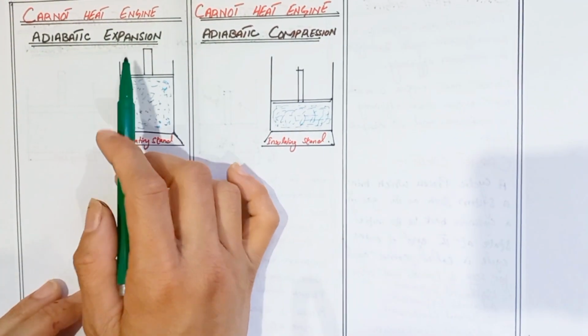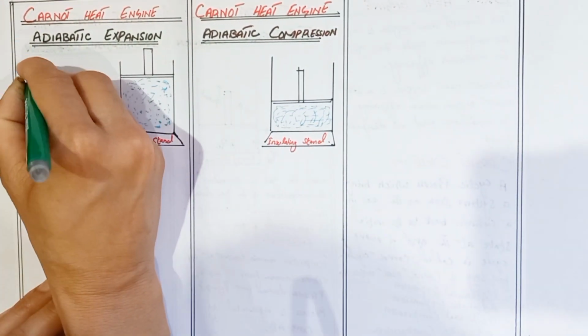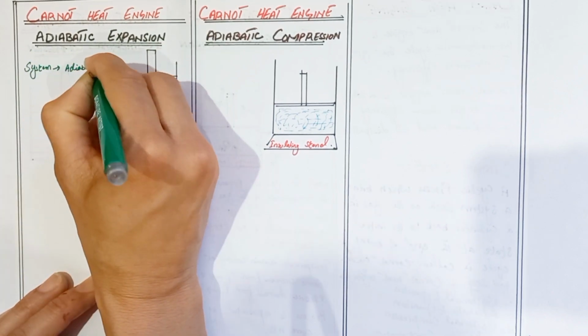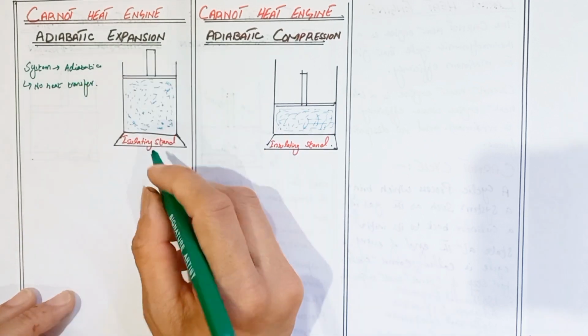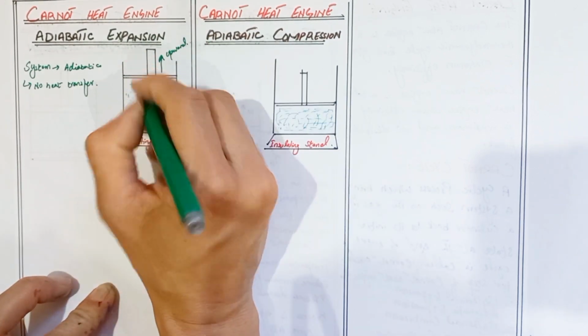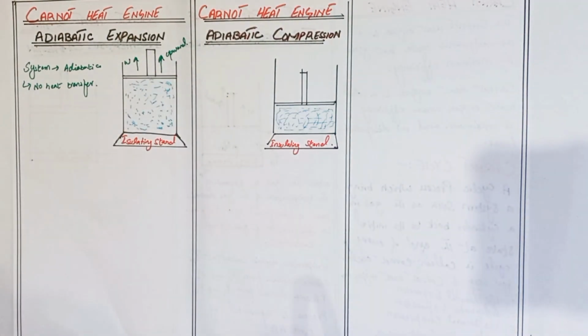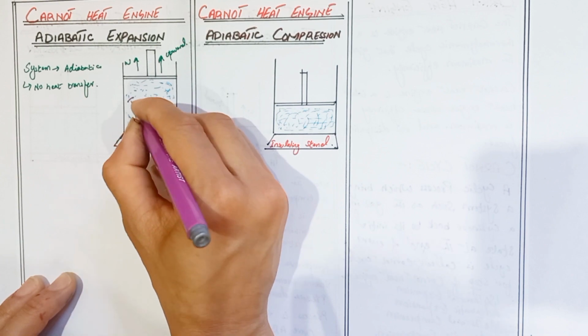Now we discuss the adiabatic expansion. In adiabatic expansion, we remove the energy source from the base and replace it with an insulating stand. When we place the insulating stand, the system becomes adiabatic, which means there is no heat transfer. Now we allow the gas to expand. When the gas expands, the piston moves upward and the gas does work on the piston. Due to this, the pressure is decreased from P2 to P3 and the temperature is dropped from T_H to T_L.